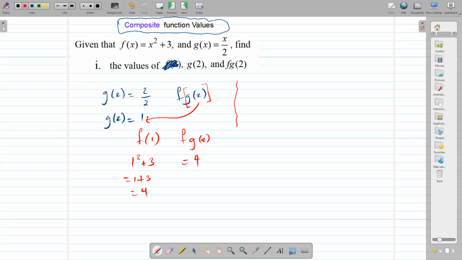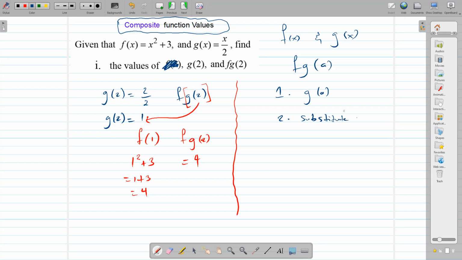Now let's make something general about this. If you're asked to calculate a composite value, say you're given the functions f of x and g of x, and then you're asked to find f of g of some number a, then the first thing you're going to do is work out g of a. Find that value, and after you find that value, you substitute the value for g of a into the first function f. So if we label them as first function and second function, then our idea is to work with the second function first.